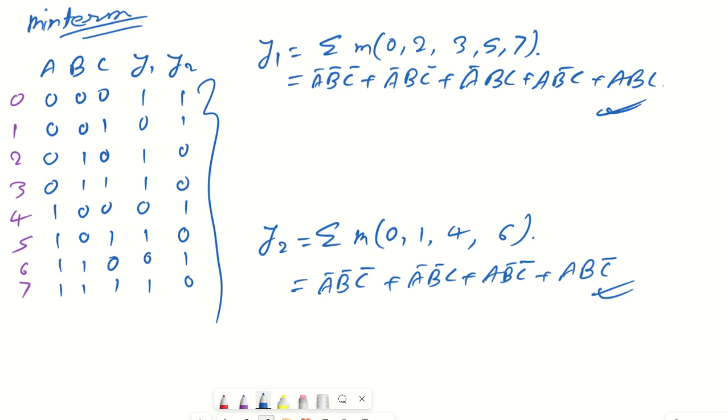Similar to that, we will try to understand the max term concept. Okay, so let us start with max term. In max term, we consider the variable as 0 and the variable bar as 1. This is the only difference, it is just the opposite of min term. So in max term, a is 0 and a bar is 1. In min term, a was 1 and a bar was 0.